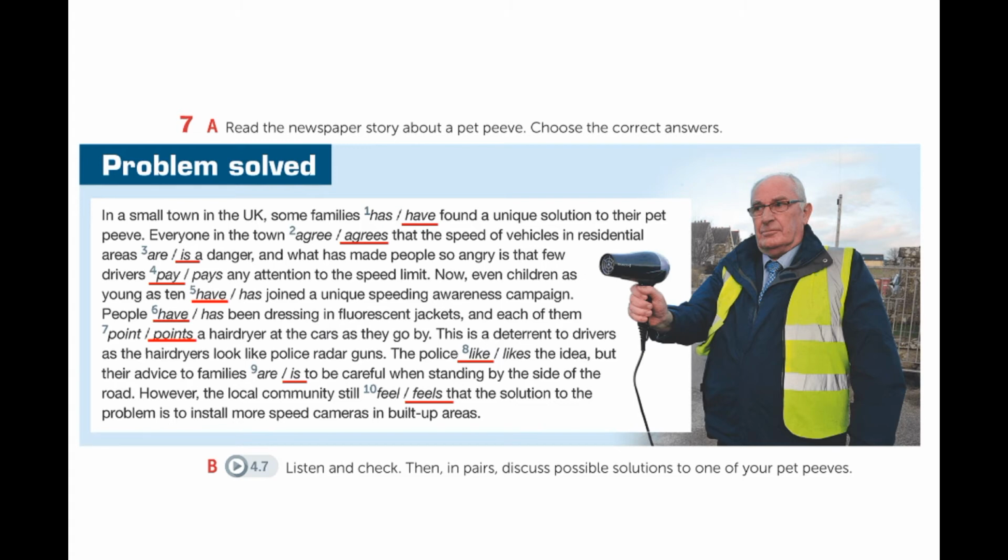Number 9, I'm talking about their advice to families is. I'm talking about advice, subject. So the verb is in the singular form, right? Because I'm talking about an uncountable noun, alright? And number 10, the local community. The local community. I'm talking about singular form. So the verb used to agree is feels in the singular form.